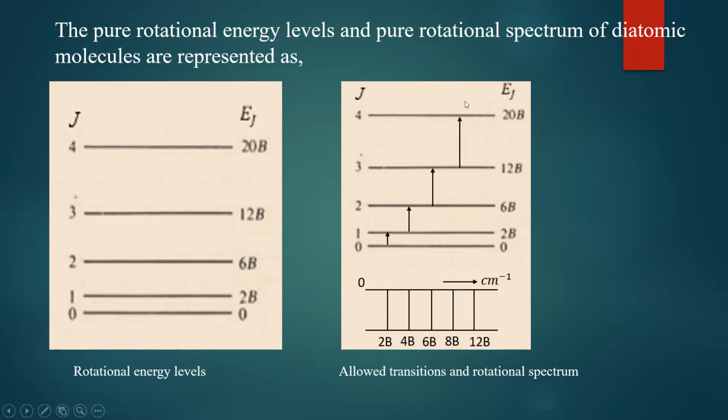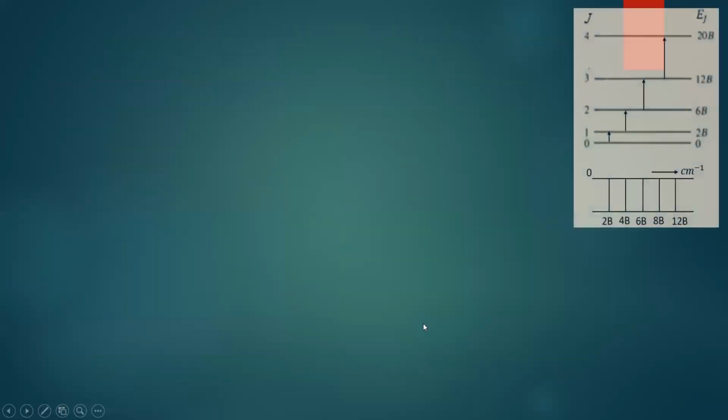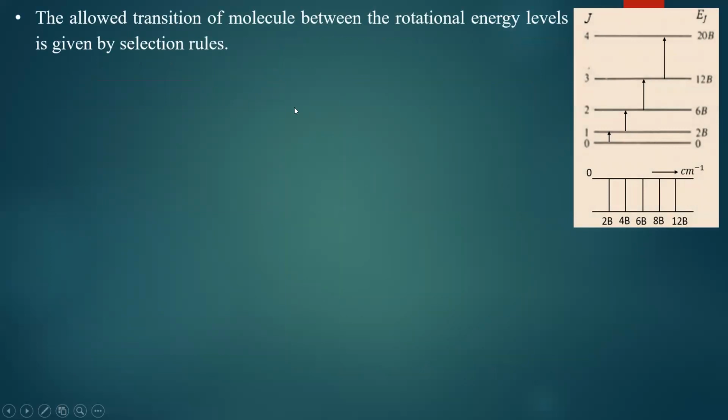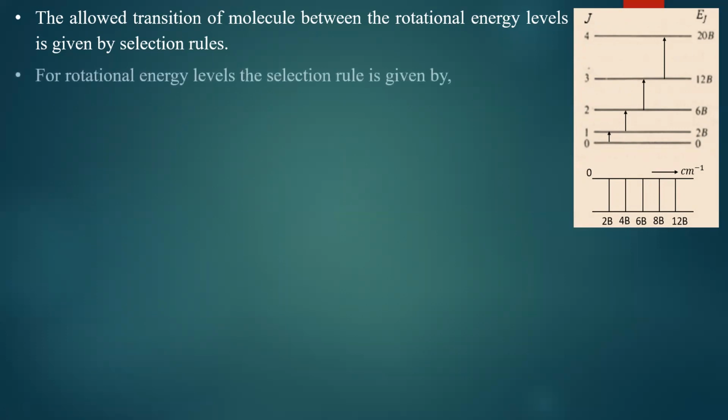Remember, these are energy levels and transitions. This is the spectrum observed. Absorption lines you can observe with equal distance between lines. Now this is how you can observe the spectrum, and how this spectrum is obtained, that is, using the selection rules. So selection rules are obtained by solving the Schrodinger equation according to quantum mechanics. Basically, for rotational energy levels, the selection rule is given by delta J equal to plus or minus 1.